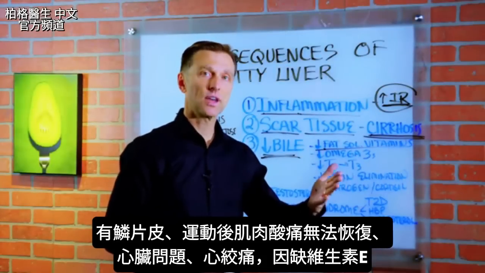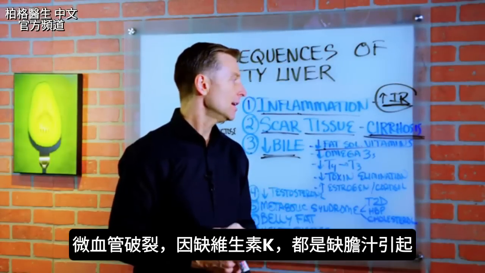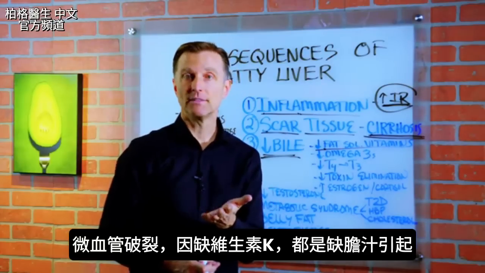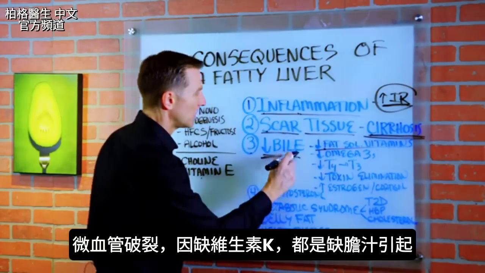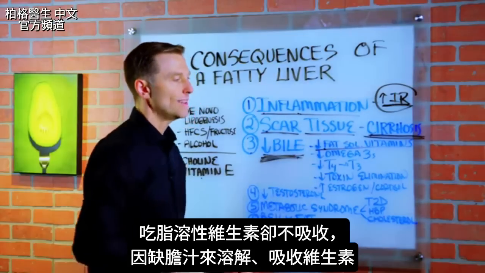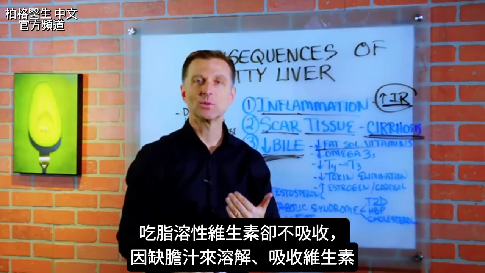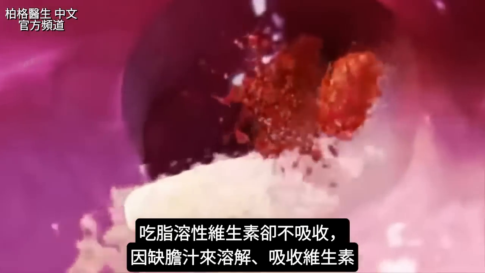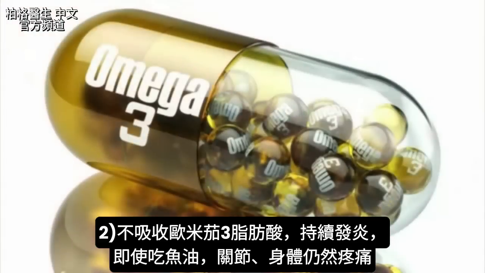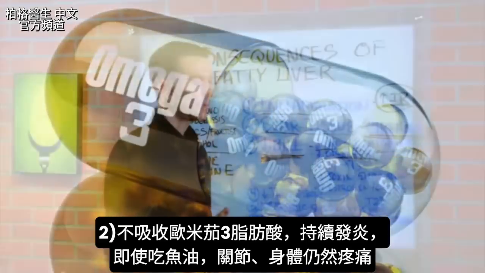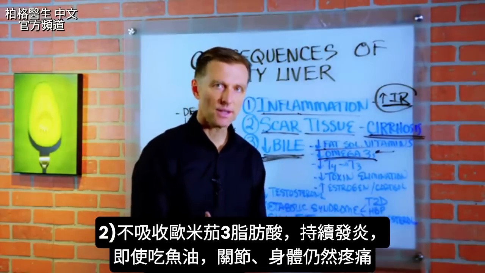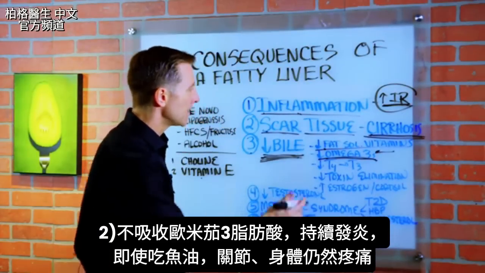And vitamin E can also cause heart problems and angina. Or they might have little broken blood vessels from lacking vitamin K. And that all can come from this right here. So when they consume those vitamins, it doesn't really work because they don't have the bile to help dissolve it and pull it into the body. So they also are not absorbing omega-3 fatty acids. So this will show up in inflammation. So they're taking their fish oil, but they still have achy joints. They still have pain in their body.